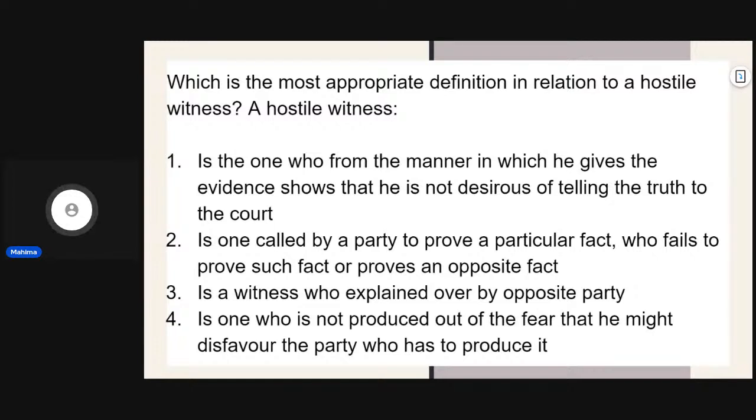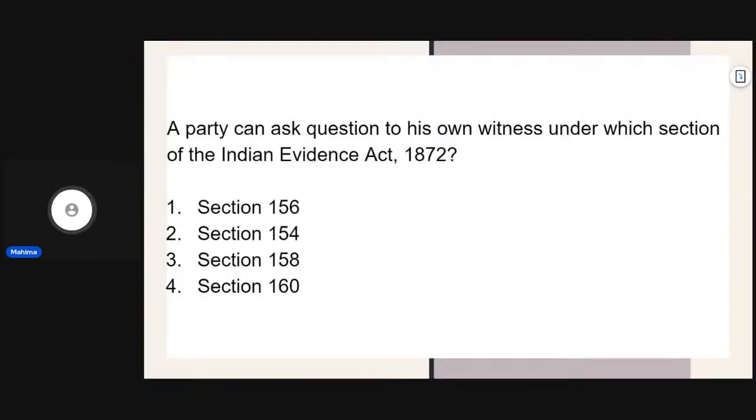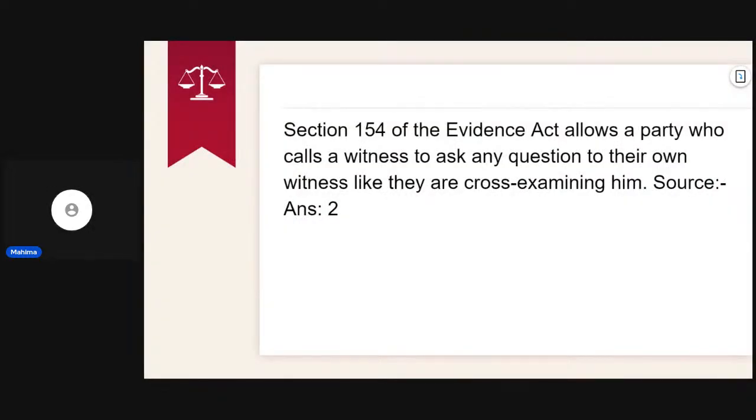So hostile witnesses are those who turn back from their statement in the witness box. When they deny their own said thing, they become hostile. Can somebody tell me the relevant section? A party can ask question to his own witness under which section of the Indian Evidence Act? 156, 154, 158, 160. Tell me the hostile witness section first, then answer this. Yes, it is 154.